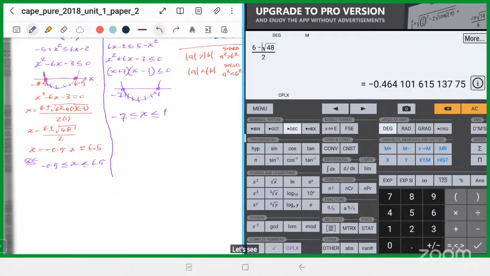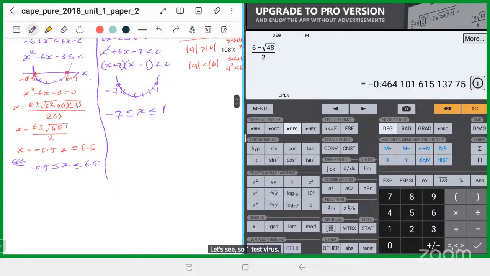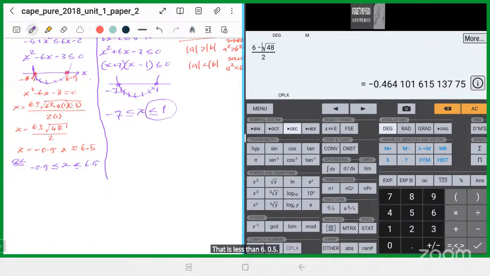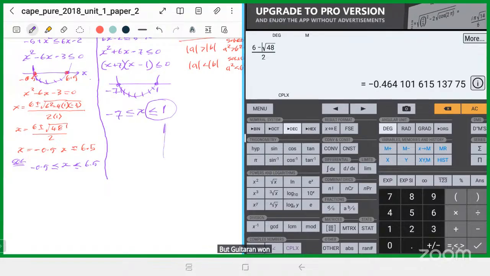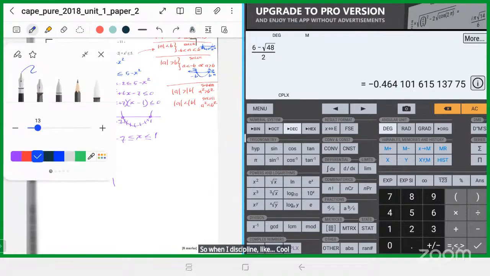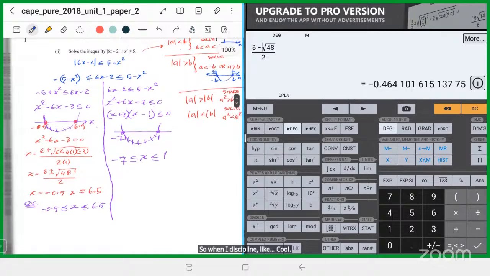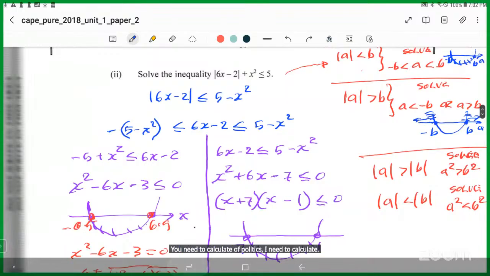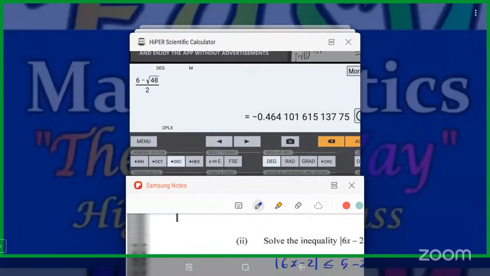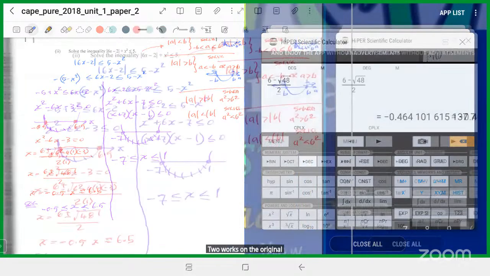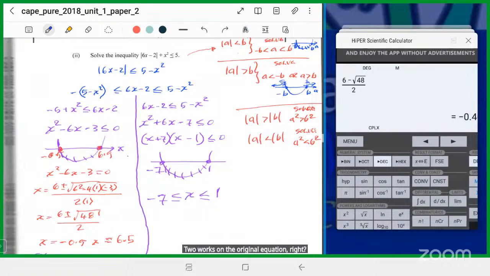Let's see. So we want test values. We want a value, for example, that is less than 6.5 but greater than 1, because we want to see if 1 is where we have to really stop, right? So we're going to test a value like 2. I need a calculator for the test. Test a value like 2. See if 2 works in the original equation, right? So I'm going to test 2.